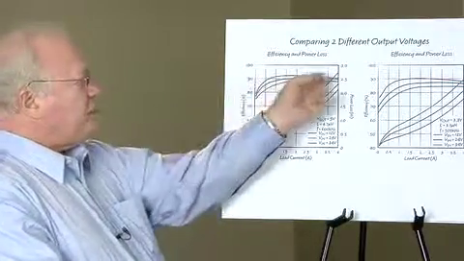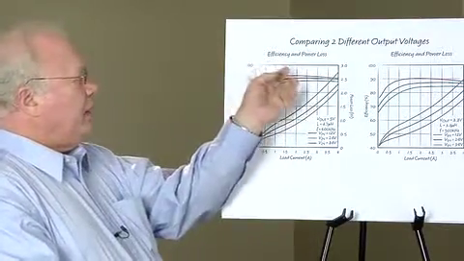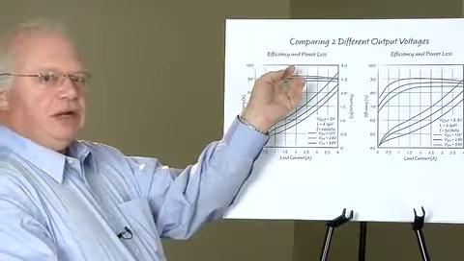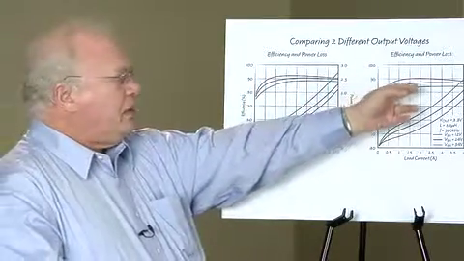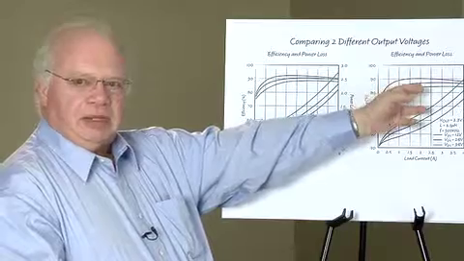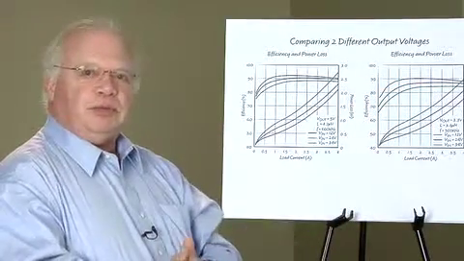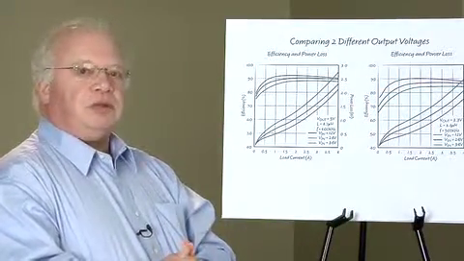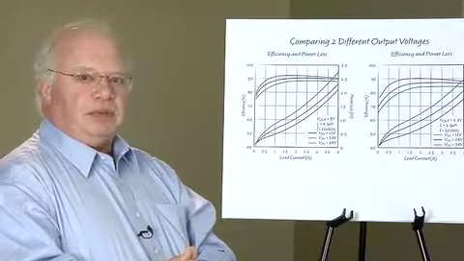But if I look at the efficiency at that point, here the efficiency is over 90%. Here the efficiency is under 90%. And the only difference between those circuits is the output voltage. One is 5 and one is 3.3.